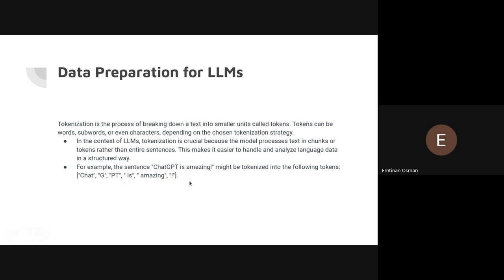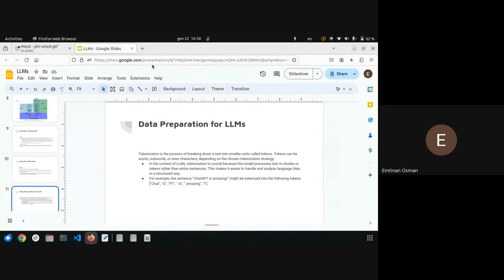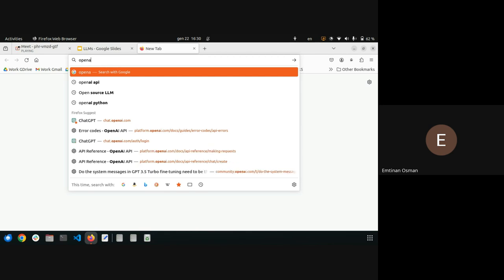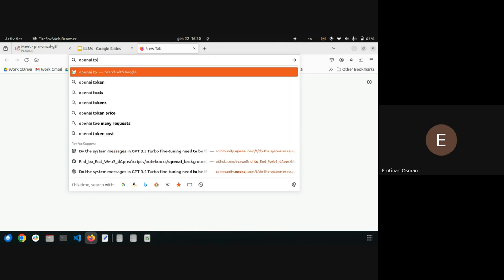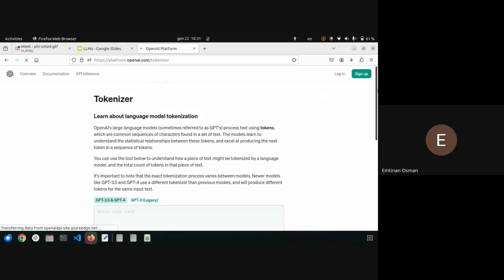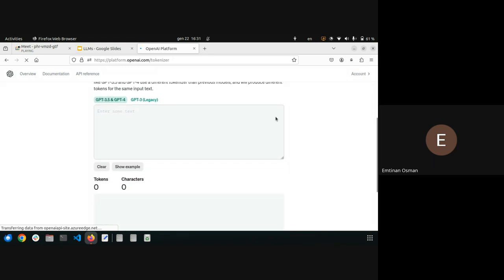You can see the tokenizations of OpenAI, for example. You can enter text here and it will show you how this works. Sorry, it's taking forever to load. So this is an example, and then you see here how it is broken down.